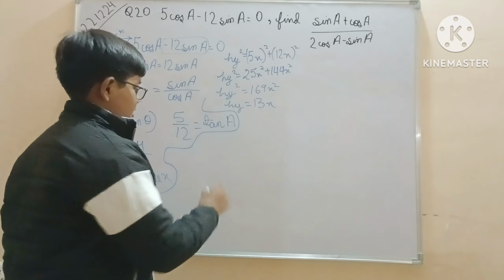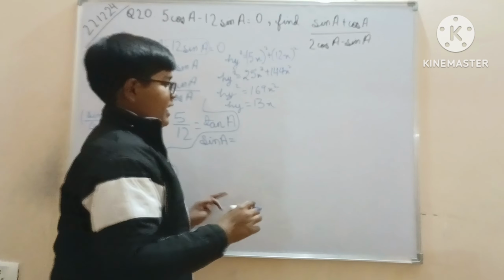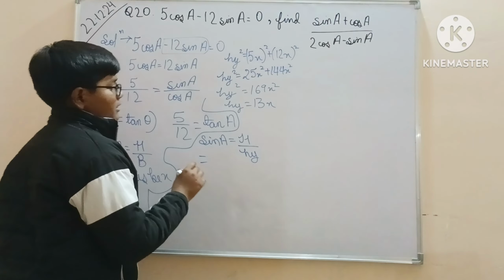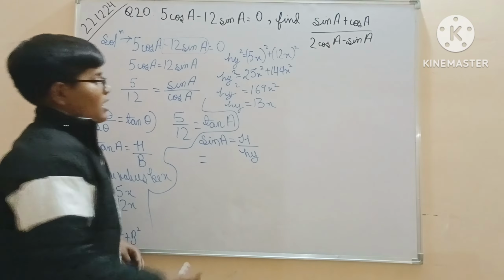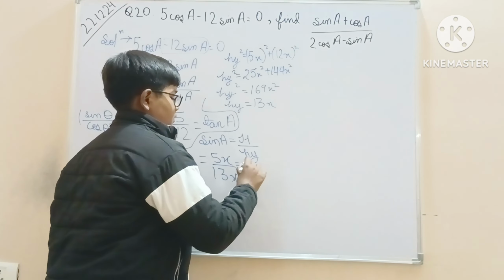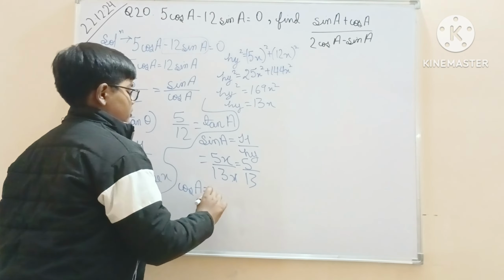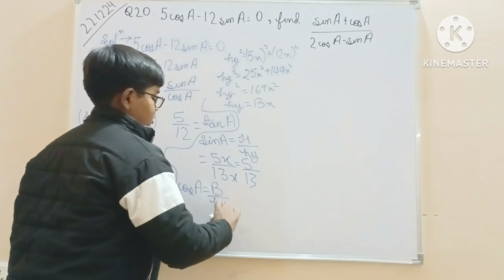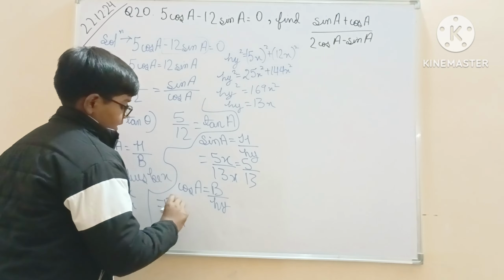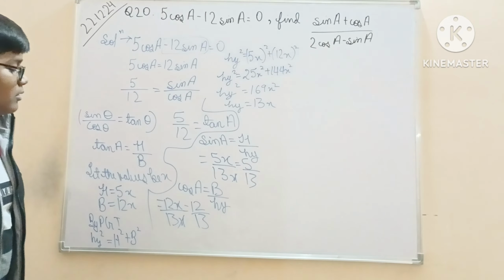Now we will find sin A and cos A. So sin A will be height divided by hypotenuse, and height is 5x and hypotenuse is 13x, so it will become 5 divided by 13. And cos A will be equal to base divided by hypotenuse. So base is 12x divided by 13x. x and x will get cancelled, and we will get our value as 12 divided by 13.